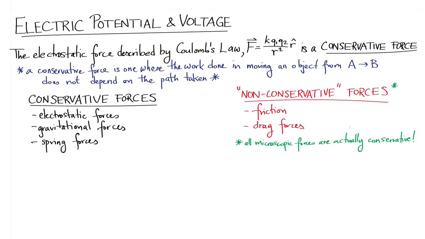So the fact that we can define electric potential is because the electrostatic force, as described by Coulomb's law written up here, is a conservative force. And a conservative force is defined as one in which the work done in moving an object from point A to point B does not depend on the path taken. It only depends on the endpoints A and B. So for instance, you could go in a straight line from A to B. You could take a big, circuitous route or a curved path from A to B, and it wouldn't matter. The work done would be exactly the same.